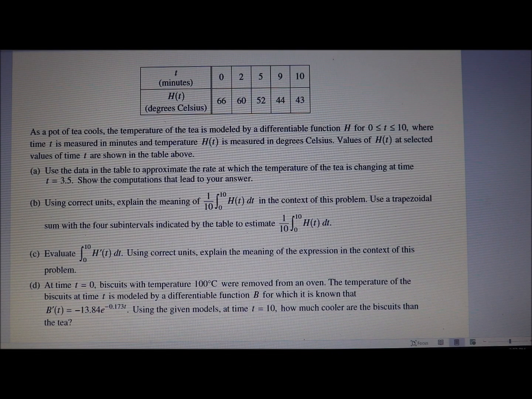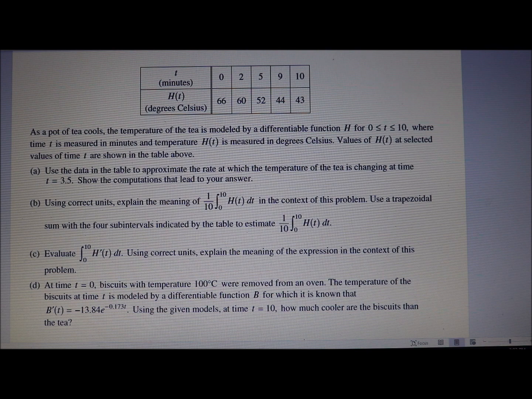Here's a good free response where we're given a table of data. I always really like focusing on the variables that I'm given. So I've got minutes and temperature in degrees Celsius. So let's read this. As a pot of tea cools, the temperature of the tea is modeled by a differentiable function h. For 0 ≤ t ≤ 10, where time t is measured in minutes, and temperature, h of t, is measured in degrees Celsius. Values of h of t at selected values of time, t, are shown in the table above.